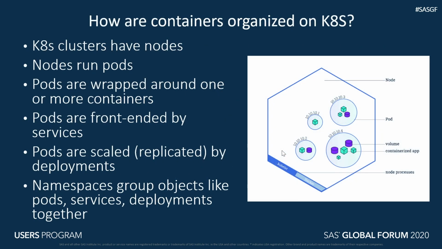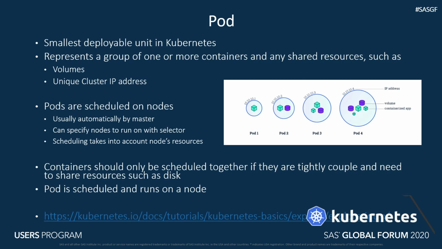So how are containers organized on Kubernetes? Kubernetes clusters have nodes. We talked about that already. The nodes run the pods. The pods are wrapped around one or more containers. The pods are front-ended by a service to be able to access them. And the pods are scaled by deployments to see how many we need to have. And then namespaces within a Kubernetes cluster group objects like pods, services, and deployments together.